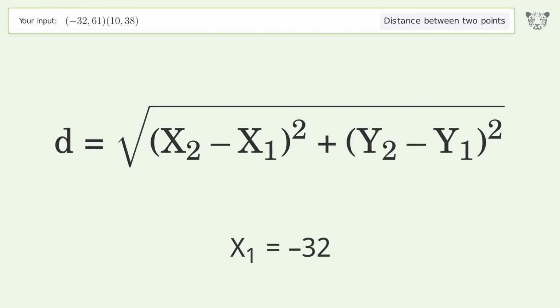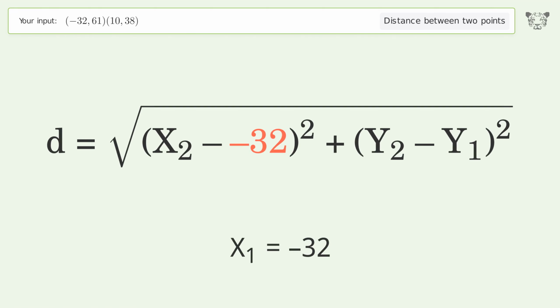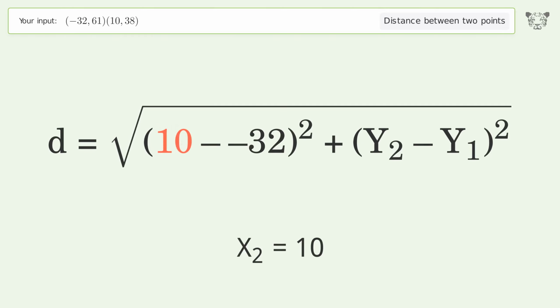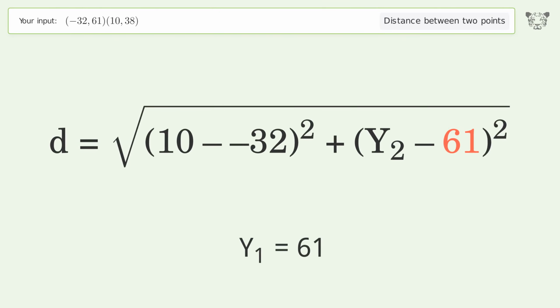x1 equals -32. x2 equals 10. y1 equals 61. y2 equals 38.